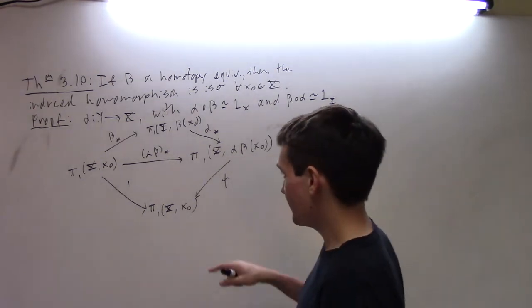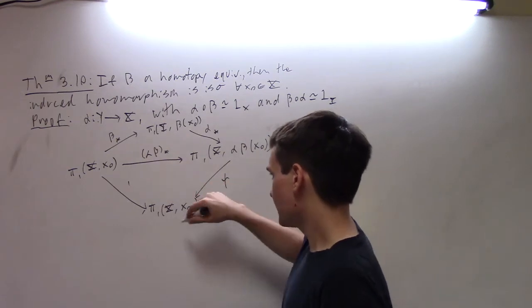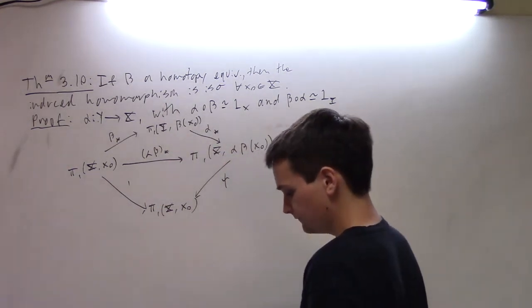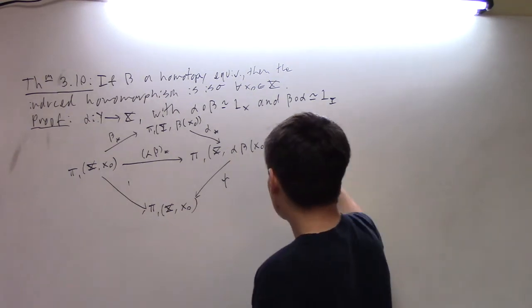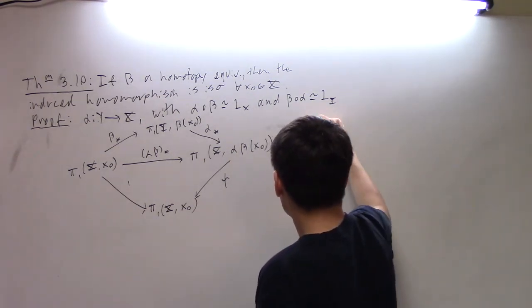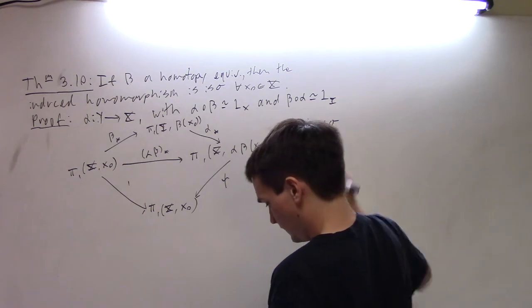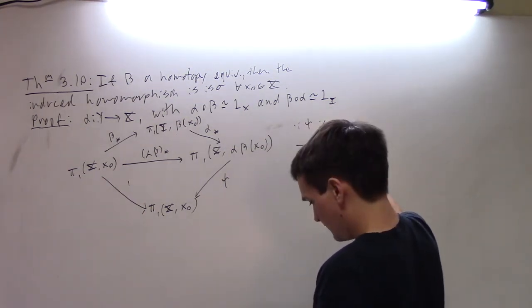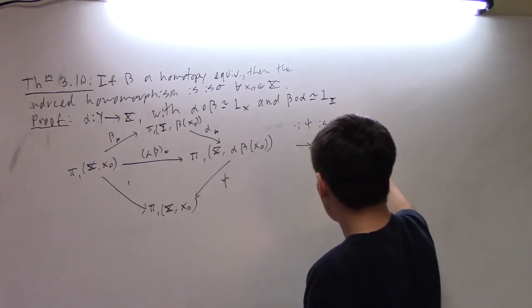Right, so by the lemma that we went over, the bottom half of this diagram commutes. Since psi is an isomorphism, we also have that the map induced by alpha beta.